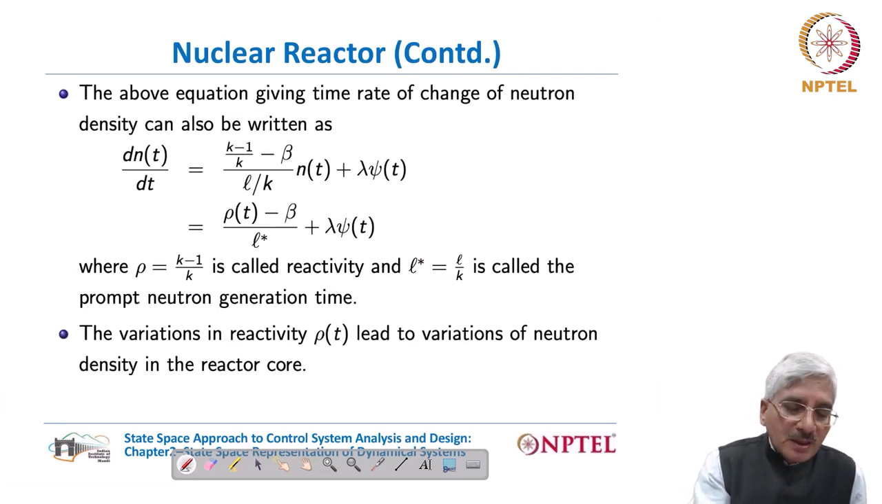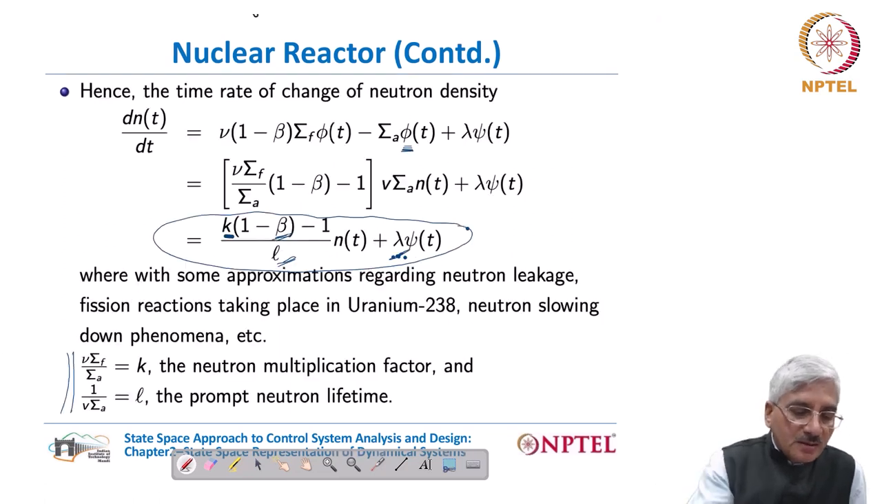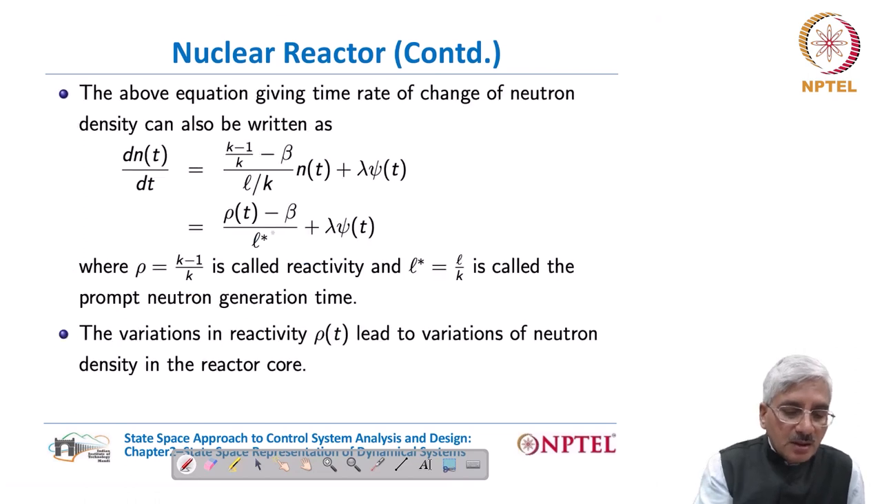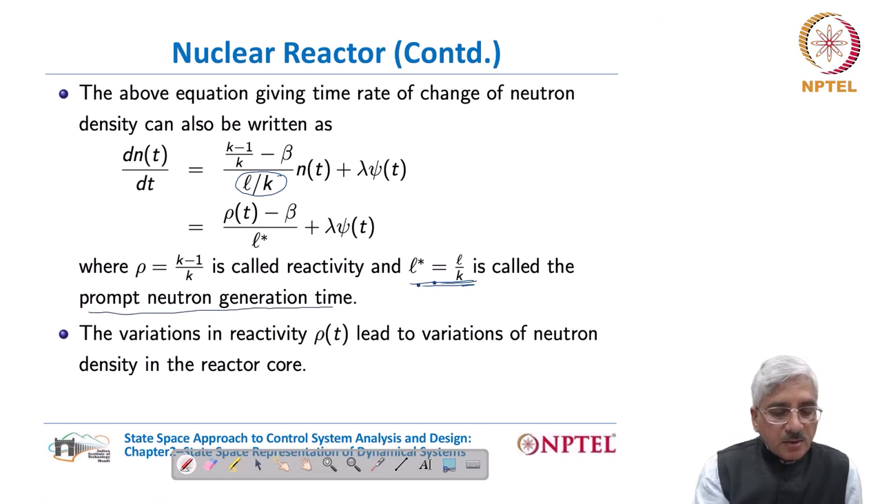We do a little more simplification. We further manipulate this term. This is K minus K beta minus 1. So we write it as K minus 1 divided by K, and that K we take in the denominator with L here. And this L by K is another quantity which is called the prompt neutron generation time.